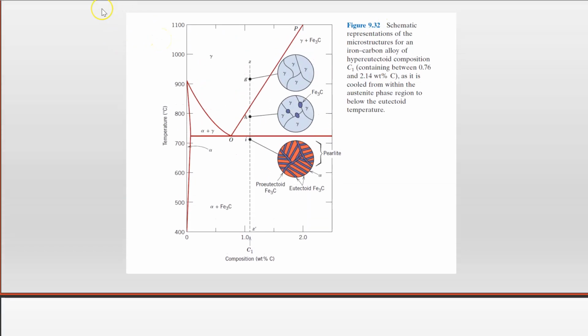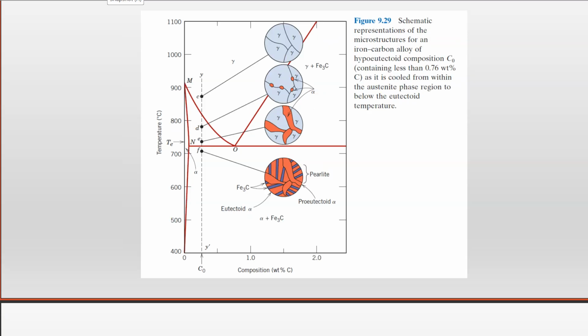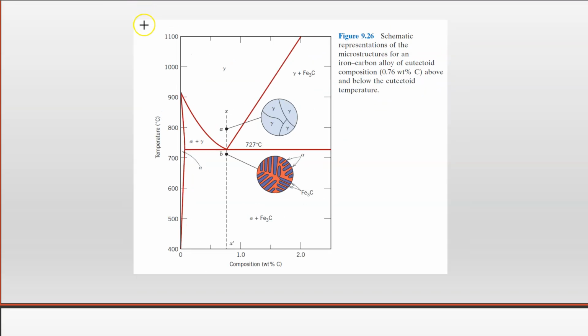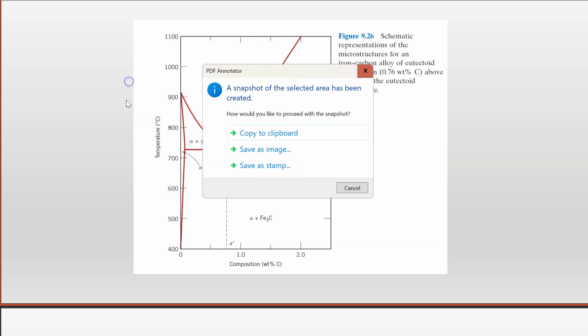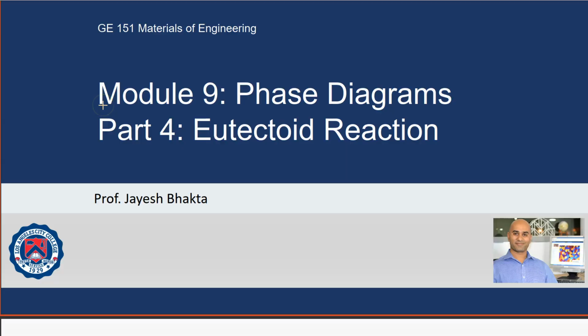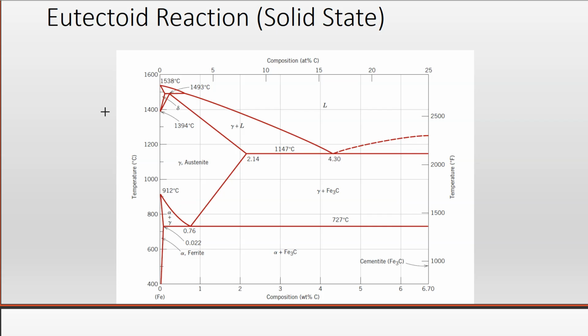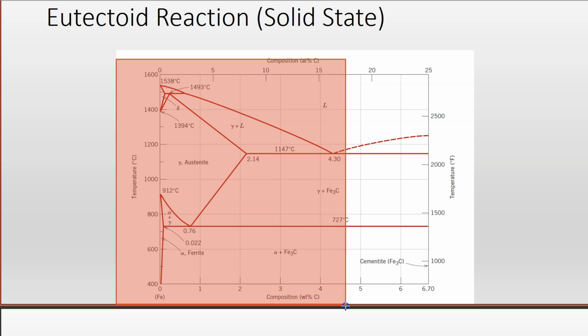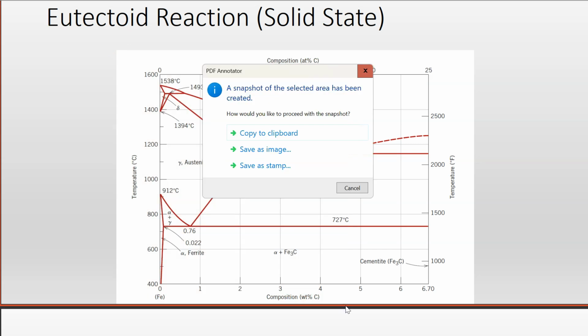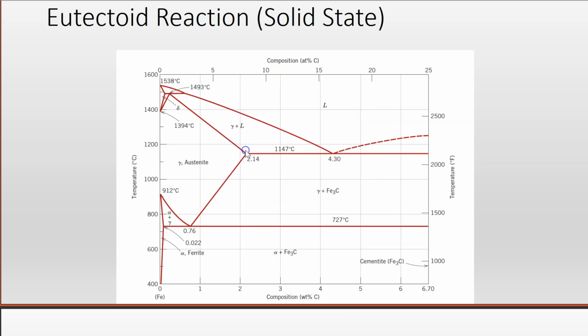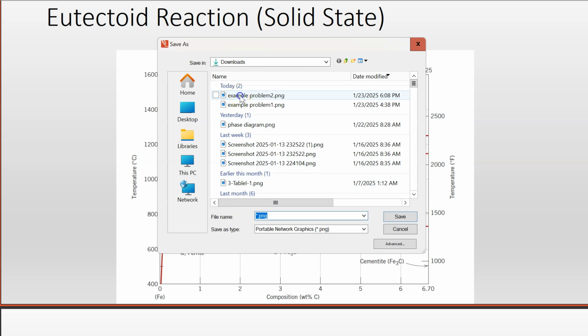Okay, let's take our zoomed-in version of the phase diagram. I'll take this one as it's less cluttered. If you like, I can use this one so you can see it in context of what we're doing. So I'm going to take this, save that as an image, and call it example problem 3.